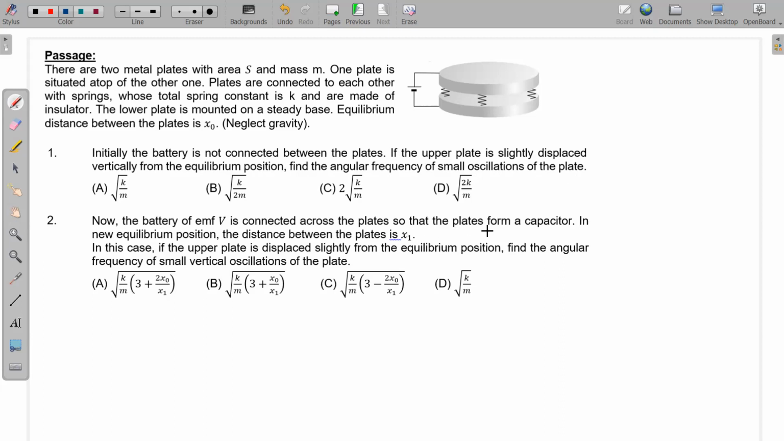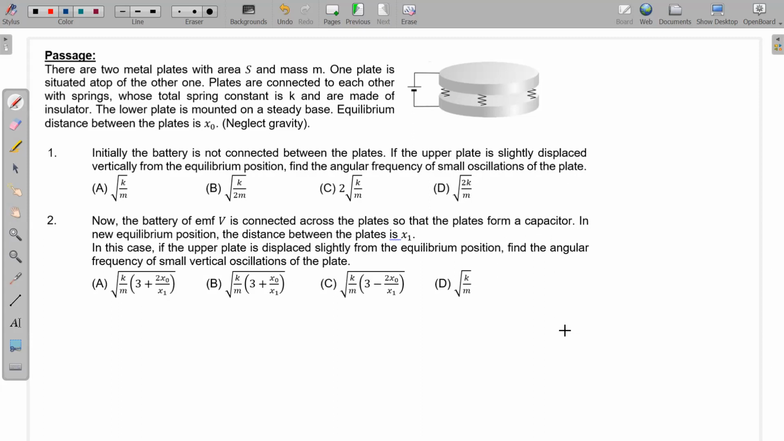And the second part says that now if the battery of EMF V is connected across the plates so that the plates form a capacitor. In the new equilibrium position, the distance between the plates is x1. Now in this case, if the upper plate is displaced slightly from the equilibrium position, find the angular frequency of small vertical oscillations of the plate.